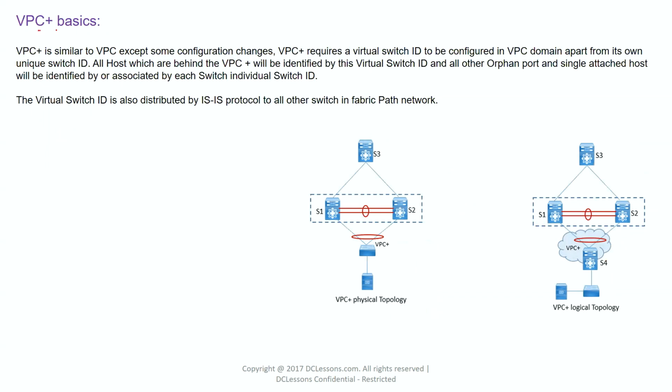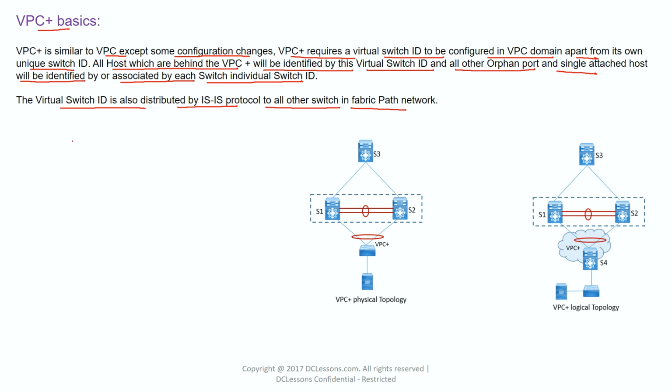Now what is VPC+? VPC+ is just similar to VPC, except for some configuration changes. VPC+ requires a virtual switch ID to be configured in the VPC domain, apart from its unique switch ID. All hosts behind the VPC+ will be identified by this virtual switch ID, and all other orphan ports and single-attached hosts will be identified by their individual switch ID. The virtual switch ID is also distributed by the IS-IS protocol to all other switches in the FabricPath network.